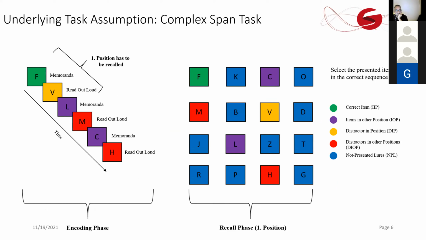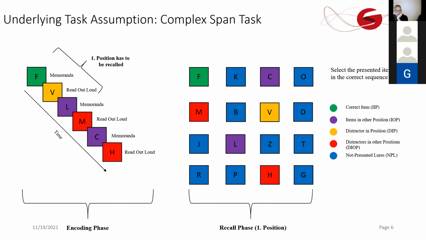And now we have the underlying task assumptions of a complex span task. I will briefly introduce the different response categories assumed in the complex span model to explain the model equation subsequently. So here we see a typical complex span experiment with an n alternative forced choice recall query. The response categories are represented by different colors, and the illustration refers to retrieval of the first serial position after the encoding phase. So that's why F is the correct item for the first position. This is the item in position. The immediately following distractor for this position, V, is a distractor in position. The other memory items which have to be remembered are classified as items in other positions for position 1, and the distractors at their corresponding positions as distractors in other positions.